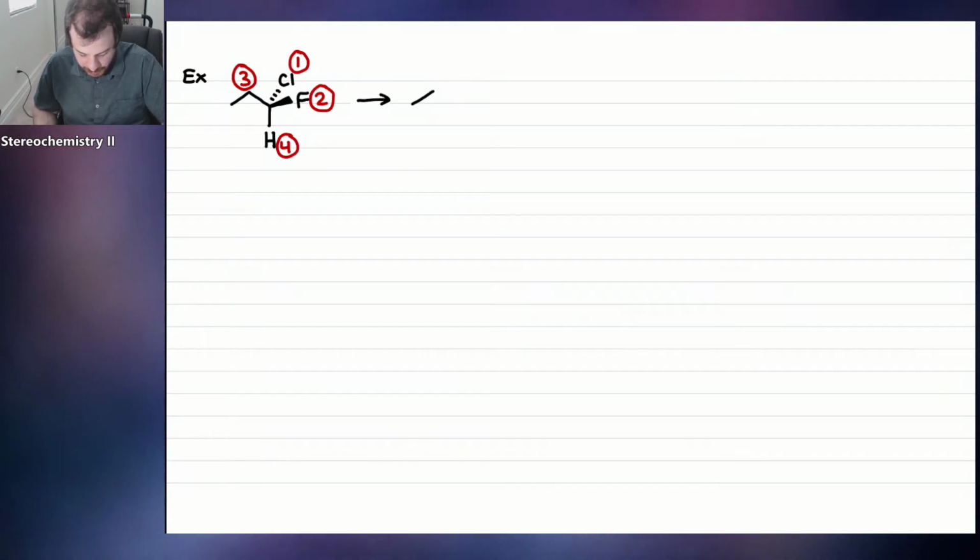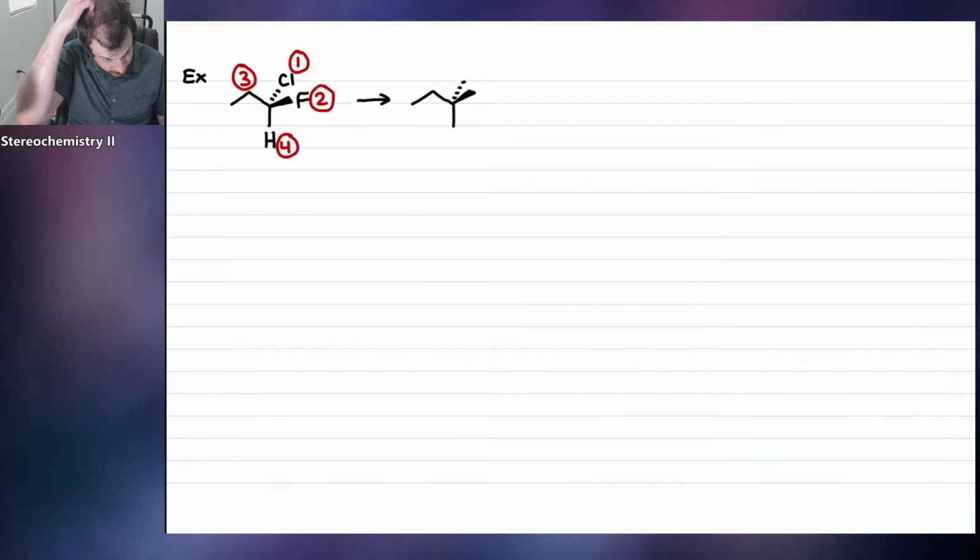So I'll just redraw the molecule exactly the same. I'll keep the wedges and the dashes in the same positions. I'll keep the line in the same position, and I'm just going to move every group over 1. So this is a rotation. This is just like doing a Newman projection rotation.